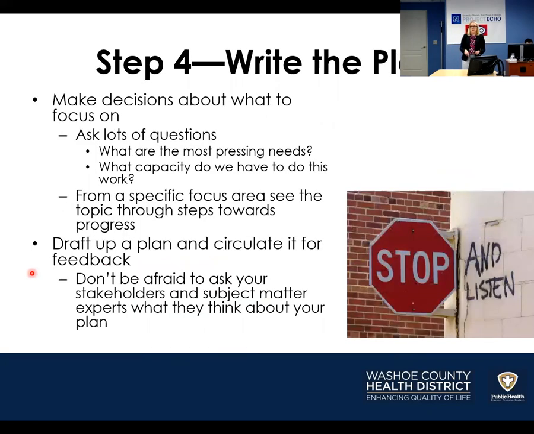All right, step 4 in the process is going to be writing the plan. And I'll give kind of a brief overlook on that, and then we're going to go into some deeper details on things like SMART objectives and what to actually include in that plan. So again, thinking about what decisions to focus on, you need to ask a lot of questions. The first question that I think is a great question to ask is, what are our most pressing needs?